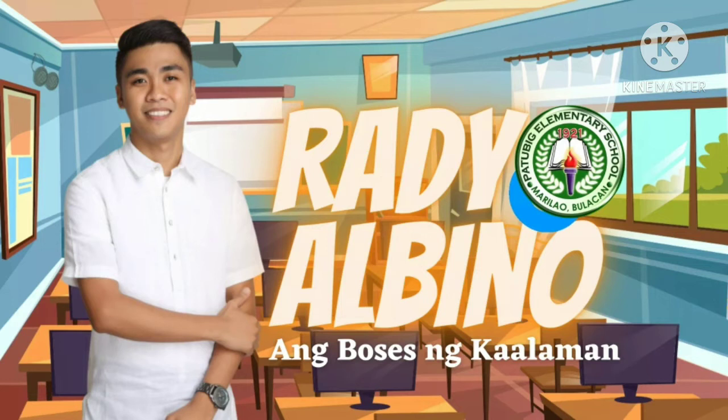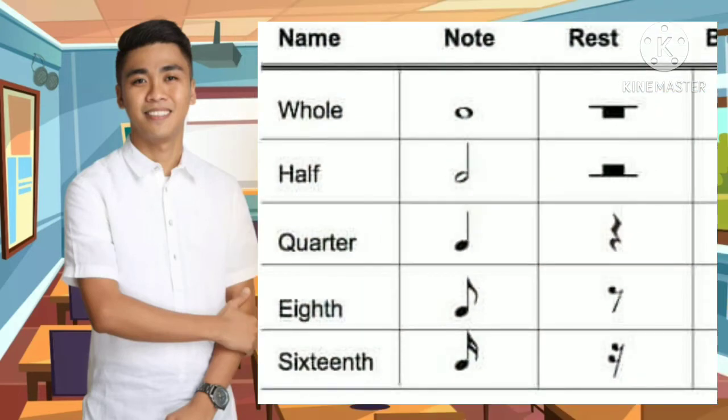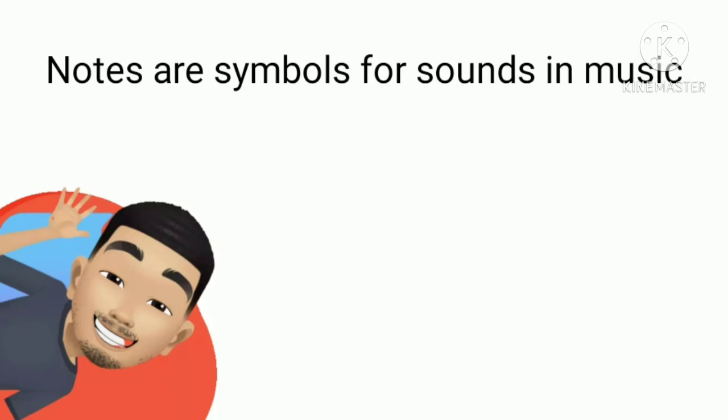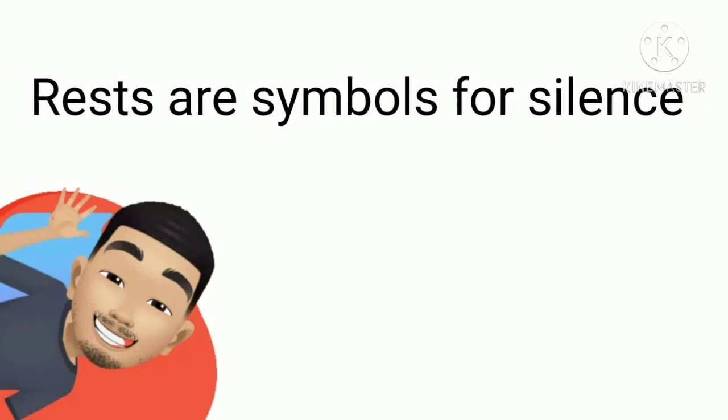Do you know how songwriters create a composition? If you're going to compose a song, how will you make it? In writing a song, a songwriter uses notes and rests and places them on a staff along with other musical symbols. Let us now study the chart of different kinds of notes and rests. Remember that notes are symbols for sounds in music, while rests are symbols for silence.